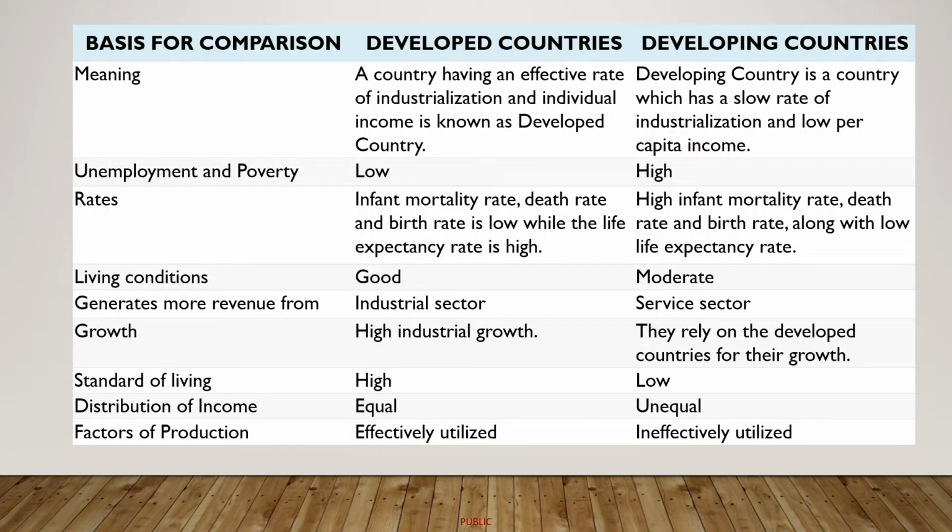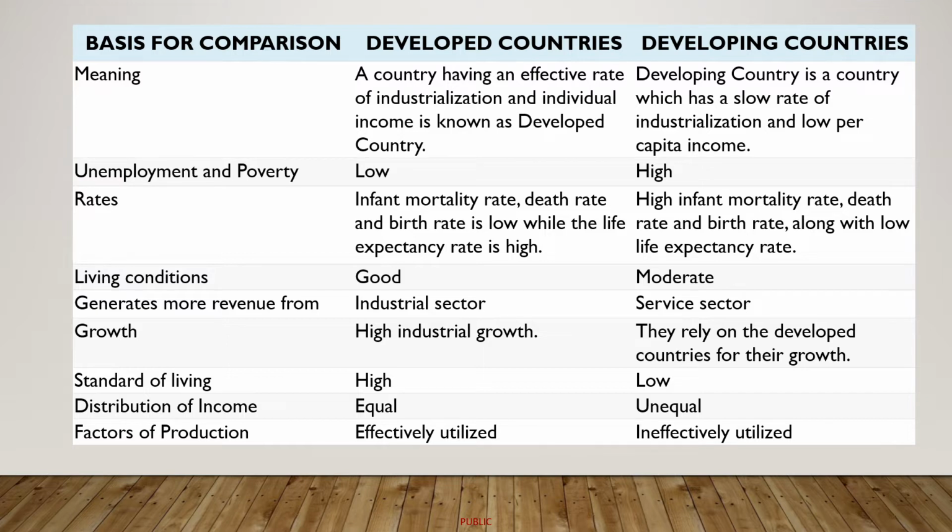First of all, meaning. The meaning of developed countries is a country having an effective rate of industrialization and individual income is known as developed country. But the developing country means a country which has a low rate of industrialization and low per capita income. The unemployment and poverty in developed countries is low, but in developing countries is high.